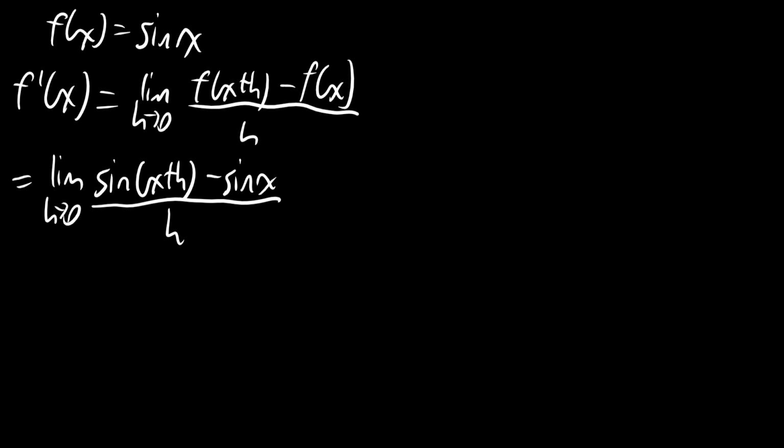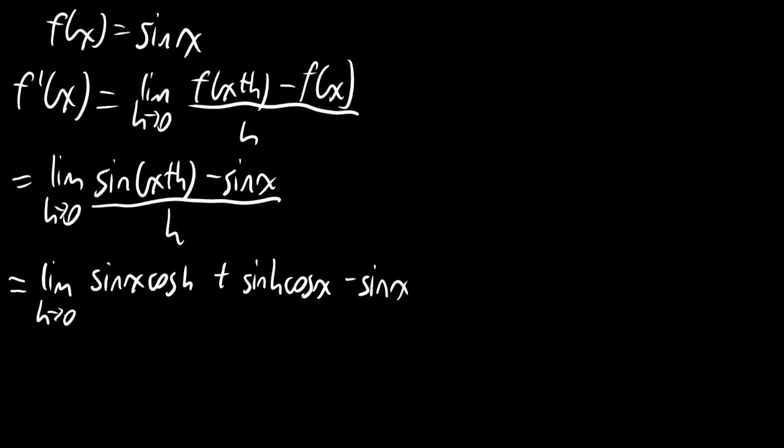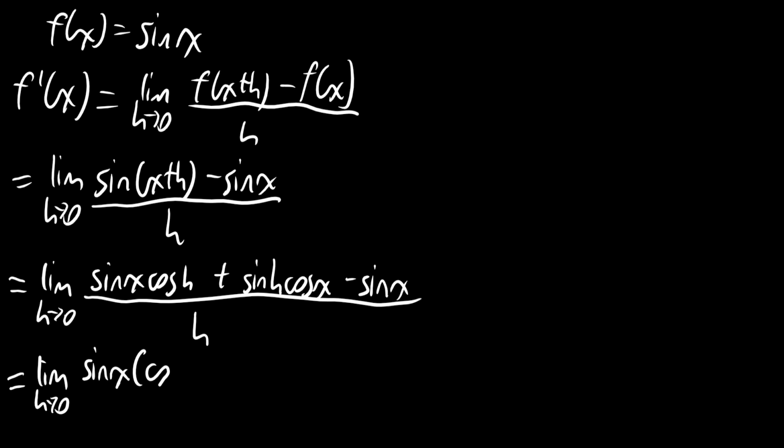What can we do here? Well, if you remember your trig identities, then you will know that you can use the sum formula right here. So we can use sine x cos h plus sine h cos x minus sine x over h. Now we have sine x cos h and then minus sine x. We can factor out a sine x very easily. Sine x, we get cos h minus 1 plus sine h cos x.